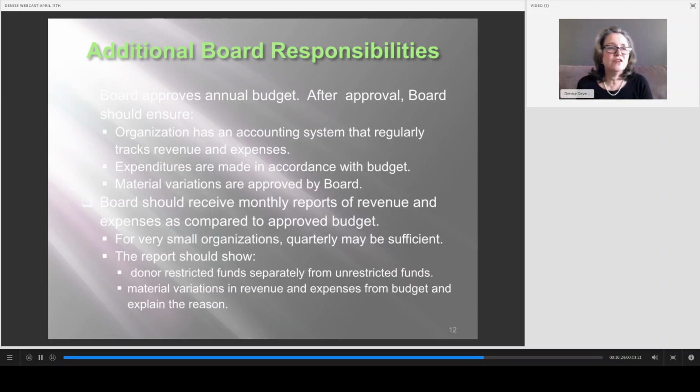So, moving on from internal controls, a major responsibility of the board is to approve the annual budget. Ongoing, the board also needs to ensure that the organization has a system that regularly tracks revenue and expenses actual to budget. They need to ensure expenditures are in line with budget, and they need to approve material variations. They should be explained so that the board can approve them or not. They do this by reviewing the financial reports monthly. Quarterly might be okay for smaller organizations. Also, the board should ensure that donor restricted funds are reported separately and spent according to donor intentions.